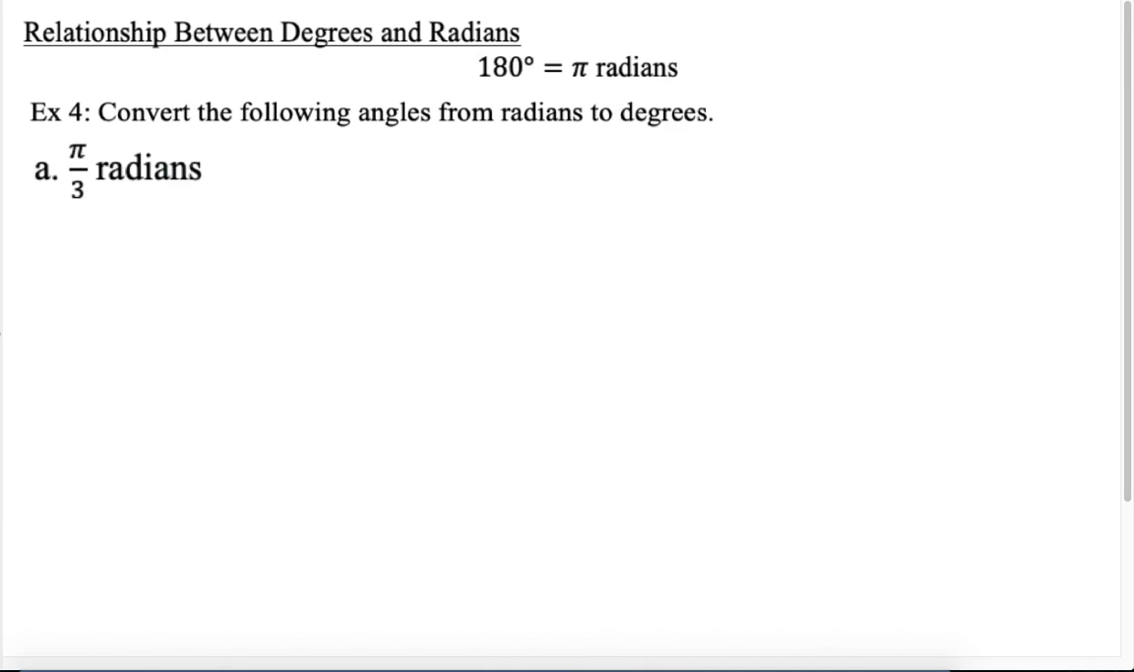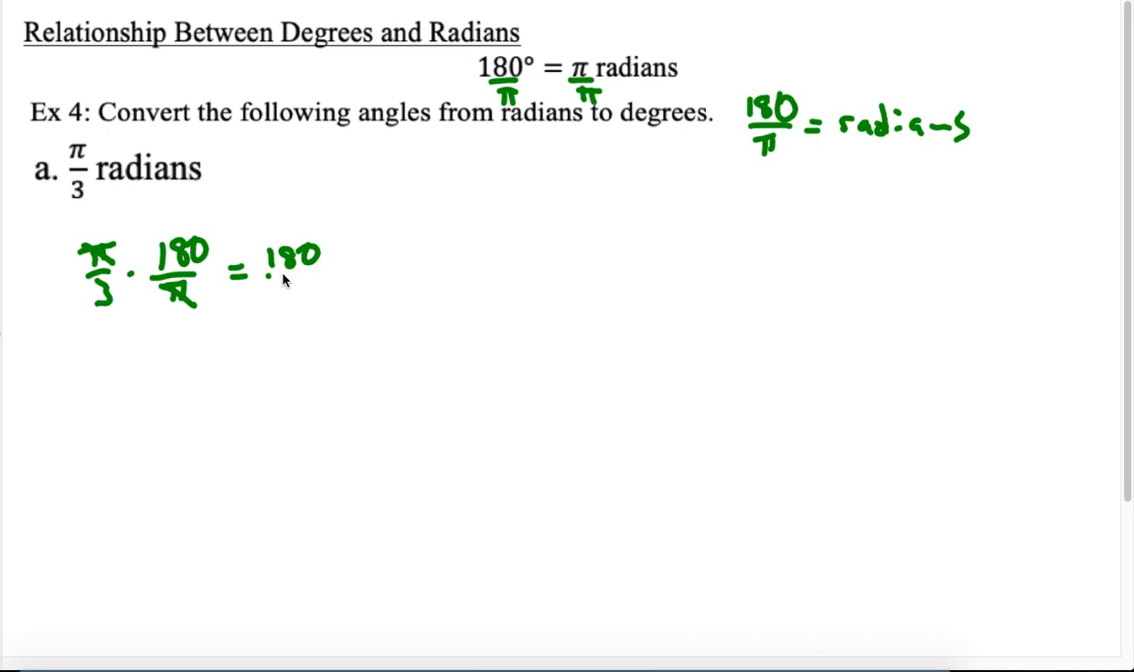Then, finally, let's convert from radians to degrees. If I want to go the other way, I would take this conversion factor and divide both sides by pi. So to convert from radians to degrees, I'm just going to multiply by 180 over pi. So if I take pi over 3 times 180 over pi, the pi's would cancel, and I would just be left with 180 over 3, which would be 60 degrees. So an angle of pi over 3 radians is the same as 60 degrees.